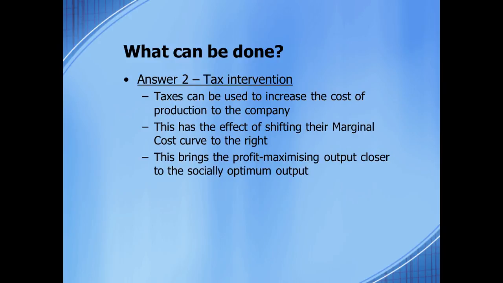The second potential answer is tax intervention. Taxes can be used to increase the cost of production to the company, because we put the cost of the tax onto it instead. So the government can use taxes to manipulate the costs of the company. This has the effect of shifting their marginal cost curve to the right and adds to the cost of production. And this then brings the profit maximising output closer to the socially optimum output. The output is what the company actually wants to produce.